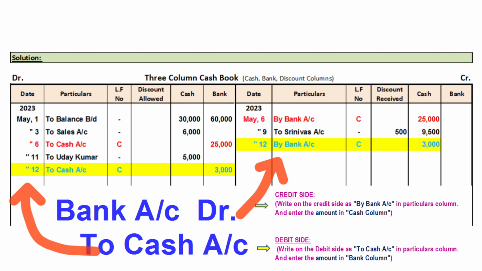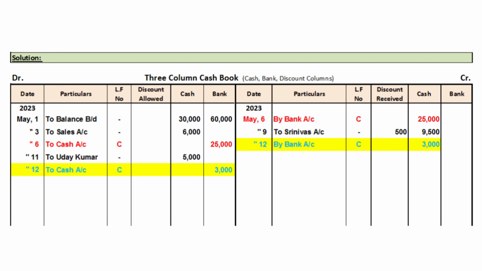In this journal entry, bank account is on the first side, so it is to be transferred to the second side in 3-column cash book, and cash account being on the second side in the journal entry should be transferred to the first side. While writing contra entries, the amount should be written in the opposite column. That means when cash is written, the amount should be written in the bank column. Similarly, when bank is written, the amount should be written in the cash column. Alphabet C should be written in the LF column on both sides to indicate that it is a contra entry.